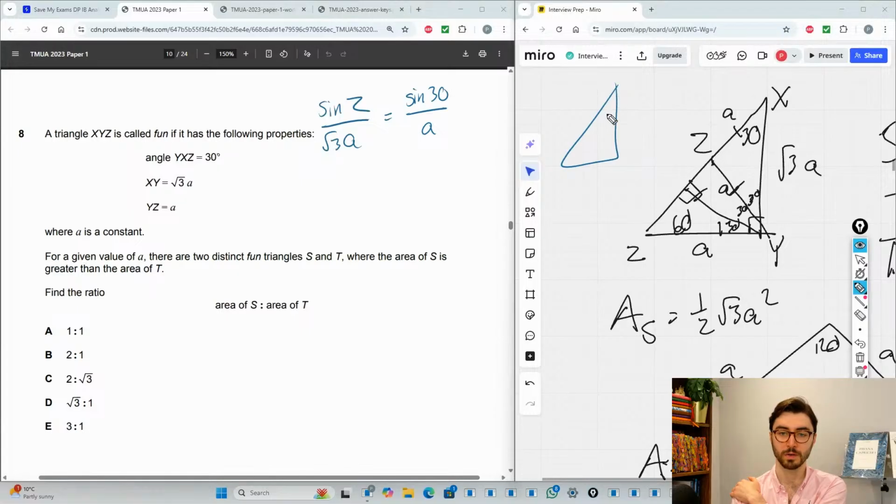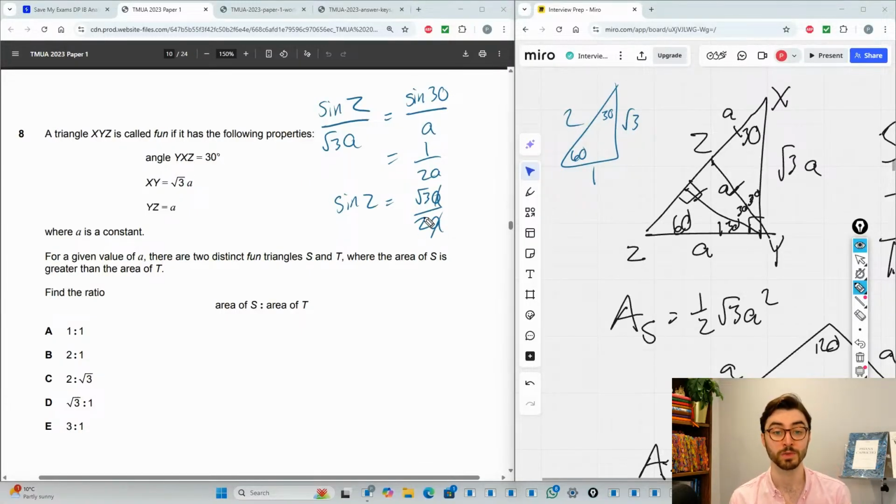And I know for my 30, 60, 90 triangle that sine 30 is a half. So that becomes 1 over 2a. So I know that sine z is root 3a all over 2a, where these cancel down. So sine of z is equal to root 3 over 2. But remember that root 3 over 2 has a couple of solutions. So that means that z is either equal to 60 or 120.